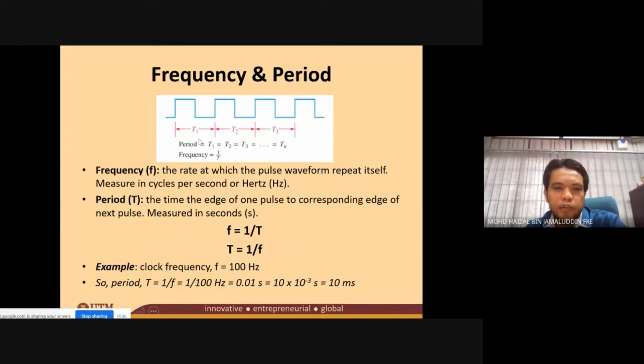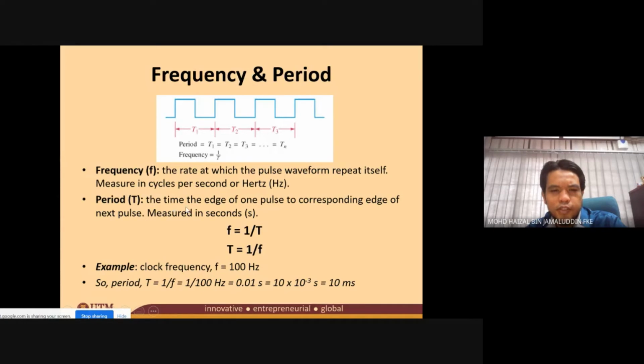You have learned about this, maybe about the period, time, or frequency. You may have learned it during the first year in mathematics. The definition of frequency is the rate at which the pulse waveform repeats itself. Normally it is measured in cycles per second, or what you call hertz. So hertz or frequency is 1 over T, where T is the period of the cycle.